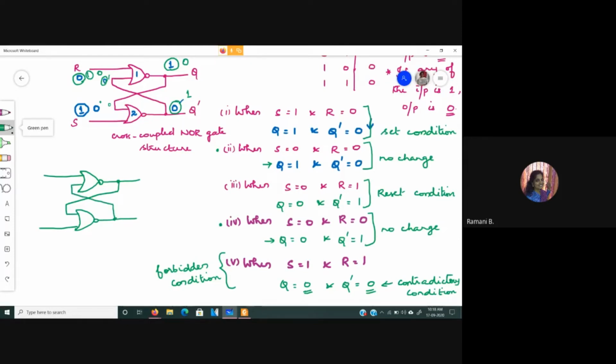So with the first condition, for us, this occurred after the set condition. That is, we had Q and Q bar, and we had S is equal to 1 and R is equal to 0. That was our initial setup. And we got Q is equal to 1 and Q bar is equal to 0. Now what I am doing is changing this S from 1 to 0. Now straight away, as both S and R are equal to 0, you cannot just like that say what the output is going to be.